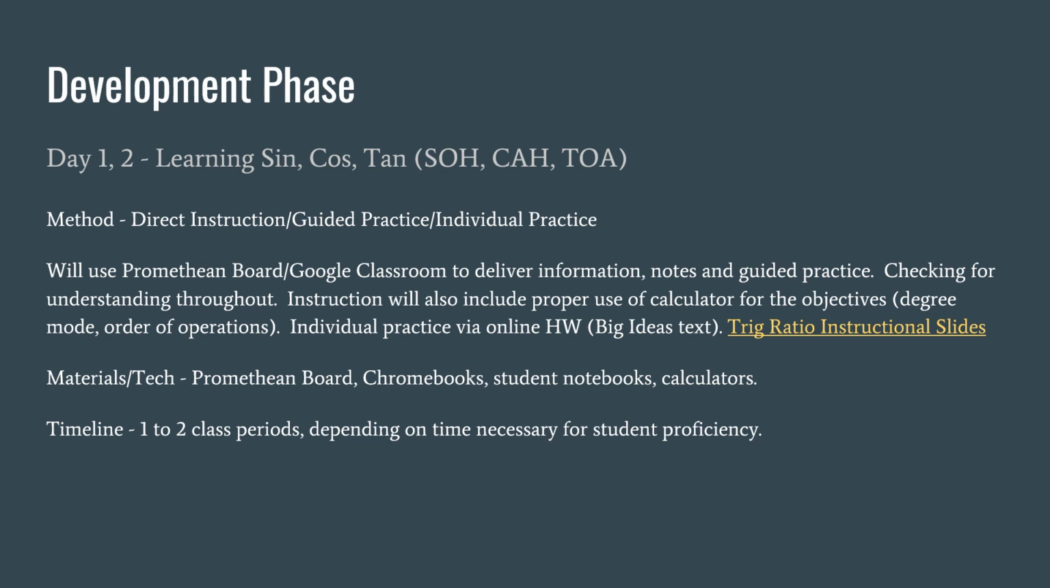For the actual development phase, we projected 2 days in learning the sine, cosine, tangent functions, and using those functions to find missing side lengths in those right triangles. We were going to do it with direct instruction, guided practice, and individual practice. In my classroom, I have a Promethean board that I was going to use to deliver the notes, the information, and guided practice problems. Also, we were going to use Google Classroom to include PDFs of those notes and those practice problems that they could use.